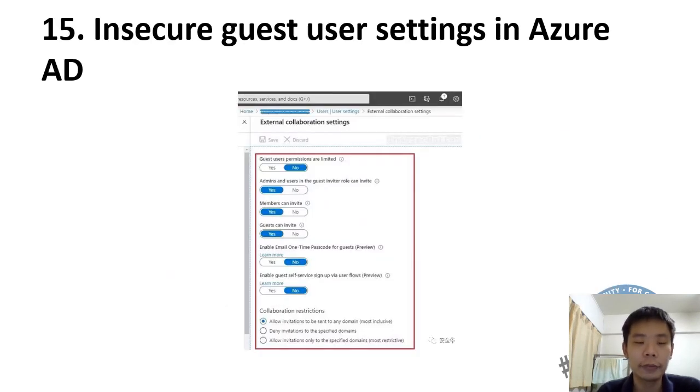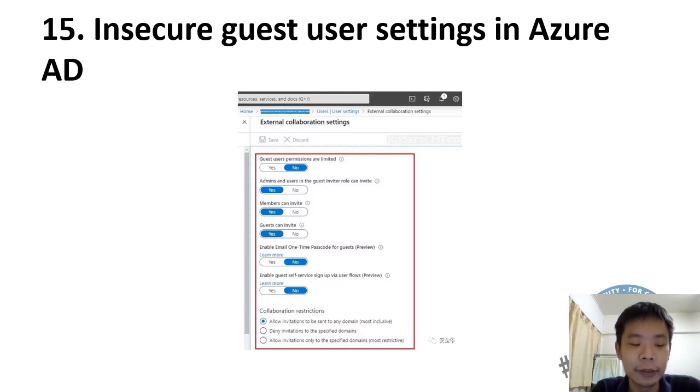Let's go for 15. Insecure guest user setting in Azure AD. Having a guest account in AD is one thing. Providing them with high privilege is another. By default, compared with full-featured internal member users, guests have very limited privilege, but in Azure AD, guests can also be configured to have the same privilege as member users. Configure through the external collaboration setting.